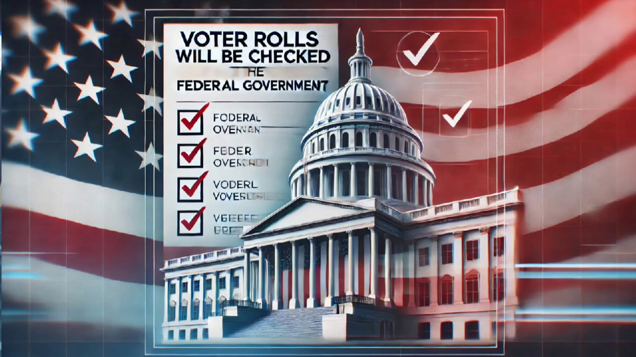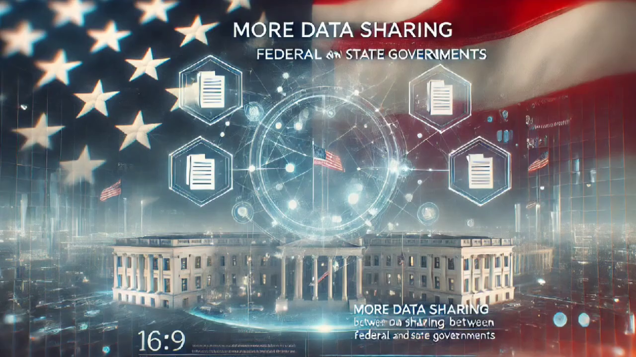Now the third key change is that voter rolls will be checked by the federal government. Trump's executive order gave a federal agency more power to review and remove ineligible voters from state voter registration lists. The Department of Government Efficiency, which is advised by Elon Musk, will work to eliminate duplicate registrations and deceased voters from the list. Supporters say this will clean up the voter rolls, but opponents worry it could result in eligible voters being unfairly removed.